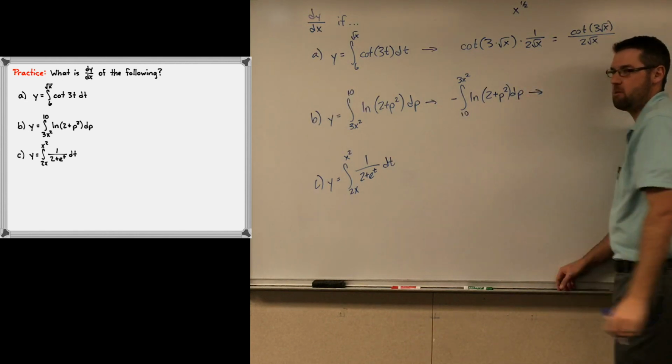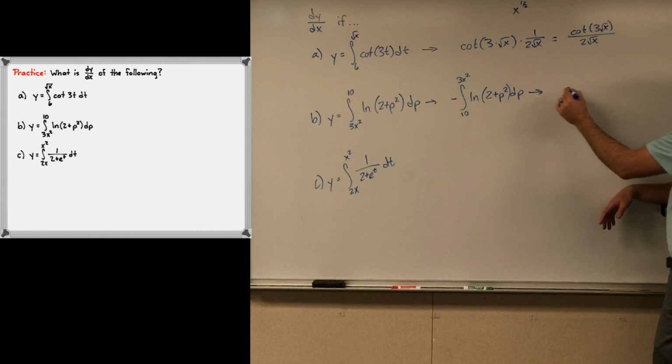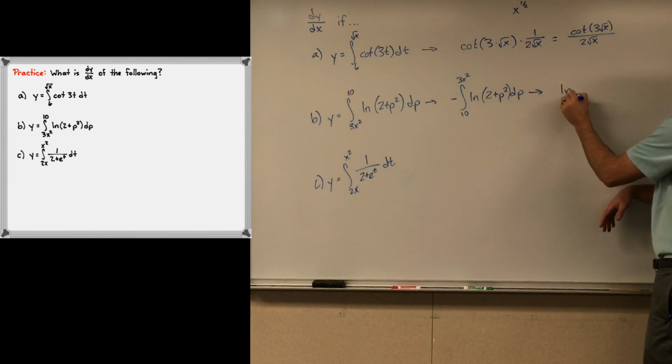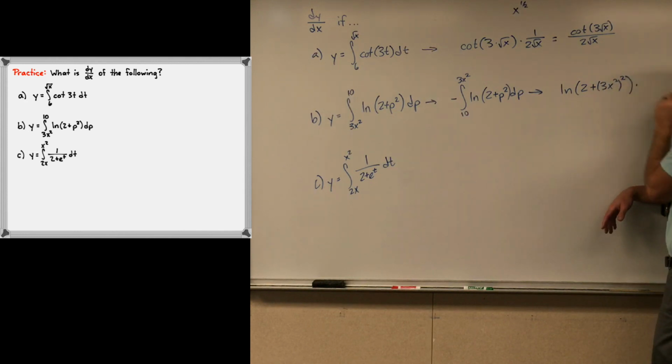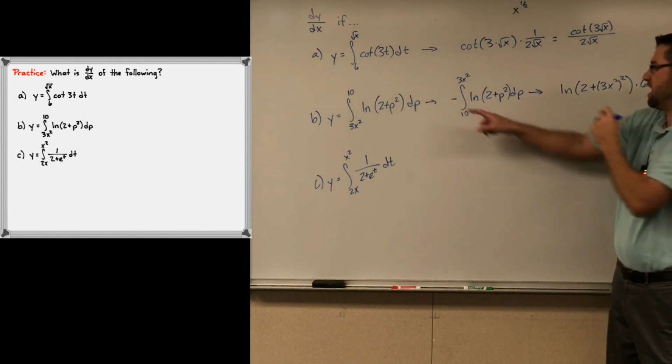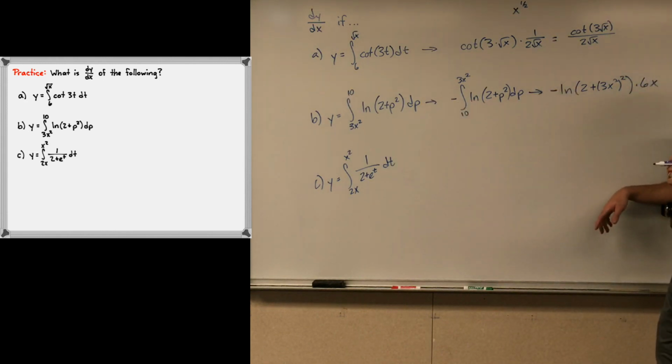So, help me out here. Natural log of 2 plus 3x squared squared times 6x. We're missing one thing. The negative out front. Okay?